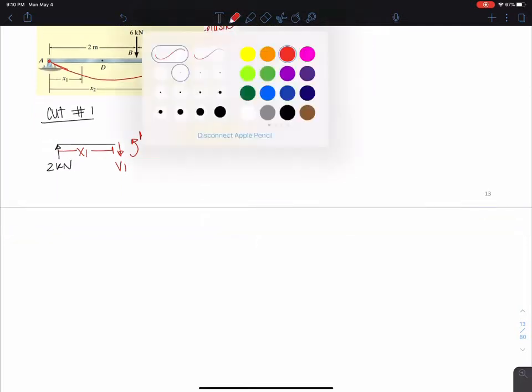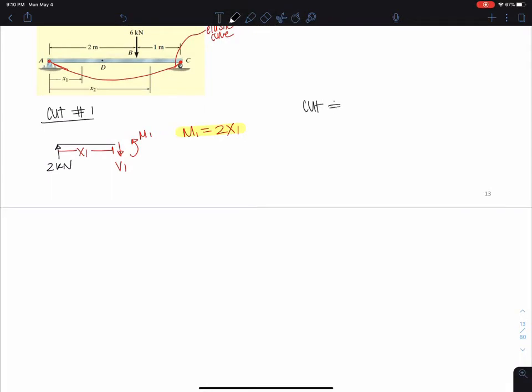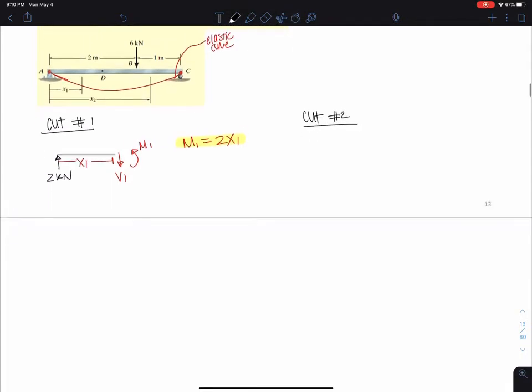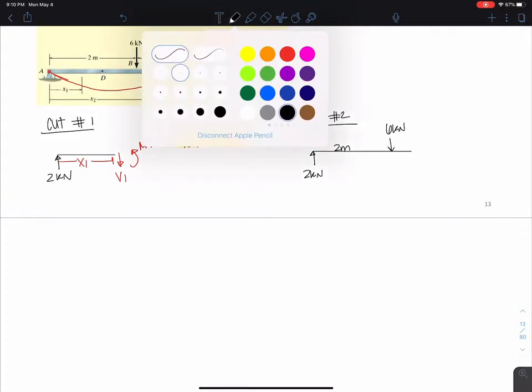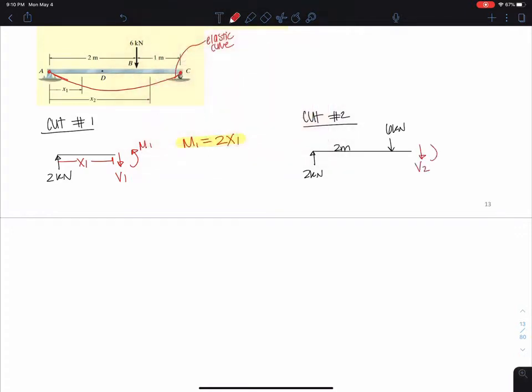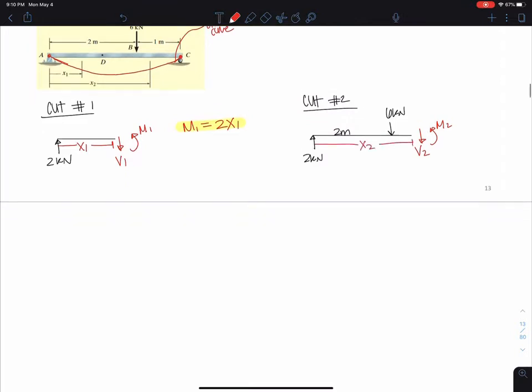Okay, and now our cut number 2. Our moment changes after the 6 kilonewton load is applied. So here's my cut 2. I still have a 2 kilonewton. I have 2 meters until I apply the 6 kilonewton load. I'm going to have some V2, some M2, and I'm actually going to call this entire part X2. And if I solve for M2 here, I get 2X2 minus 6 times (X2 minus 2), and I end up getting this equation: M2 is 4 times (3 minus X2).